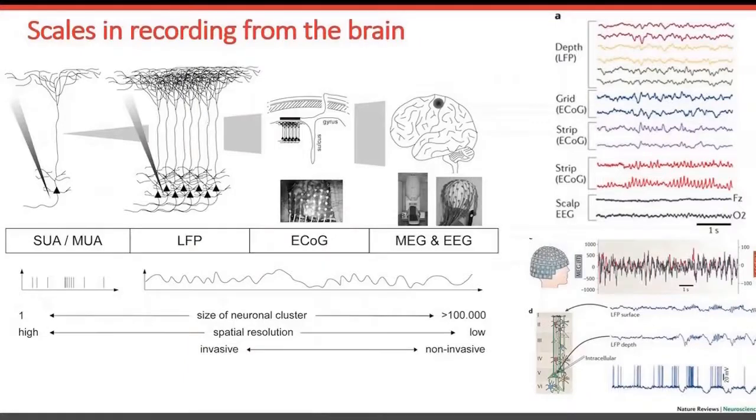So here we have another schematic overview of the recording techniques that can be used for the purpose of building brain-machine interfaces. So here, this represents one single neuron, a bunch of neurons, and the brain activities. This is a gyrus, locus, a part of the brain, and MEG. So SUA stands for single unit activity, MUA stands for multi-unit activity. Single unit activity involves recording brain activities from single neurons in the brain.